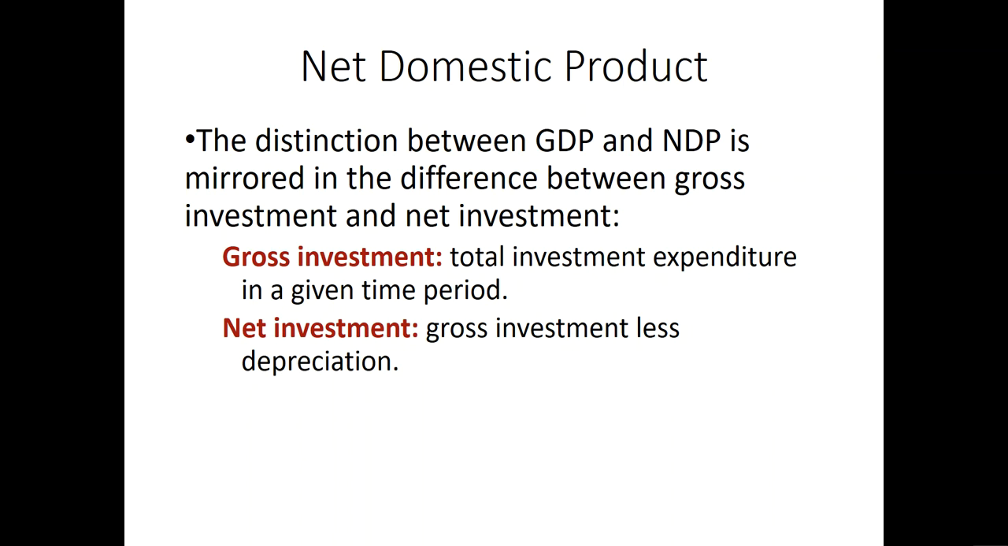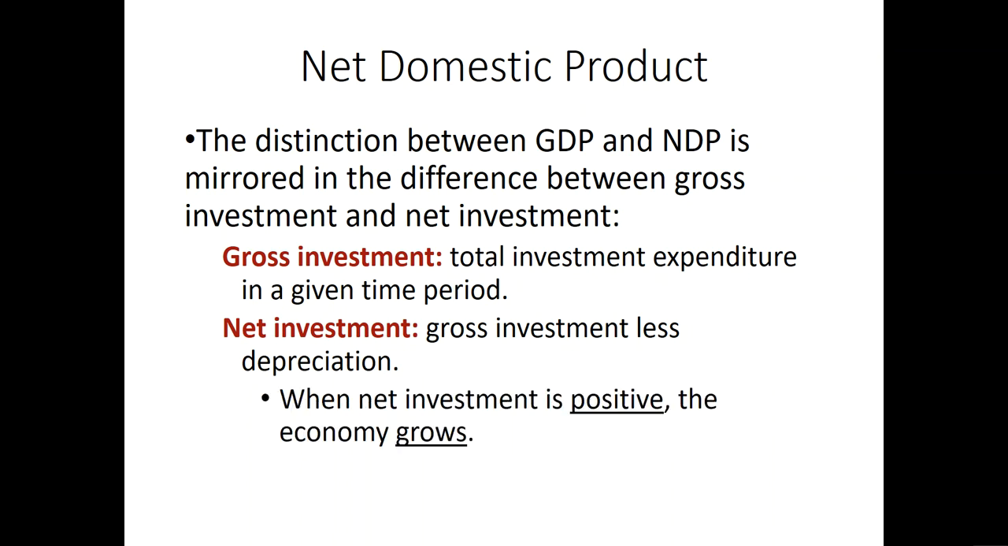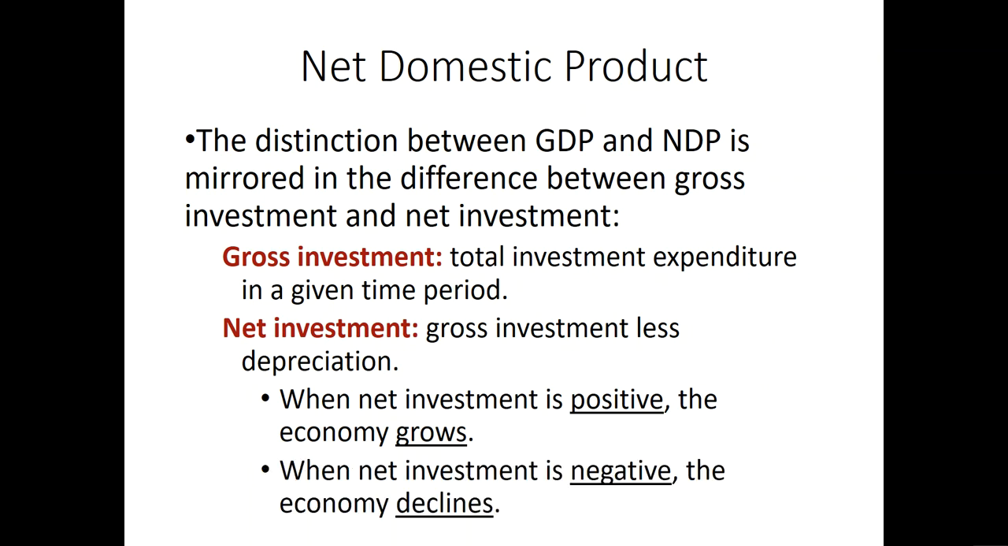So why do we need to understand the NDP? When the net investment is positive, our economy is growing. When the net investment is negative, the economy is declining. Again, remember in chapter 1, the production possibility curve moving outward is growing, moving inward is declining. When the net investment is positive, your GDP is growing faster than the depreciation of your product, so your economy is really growing.